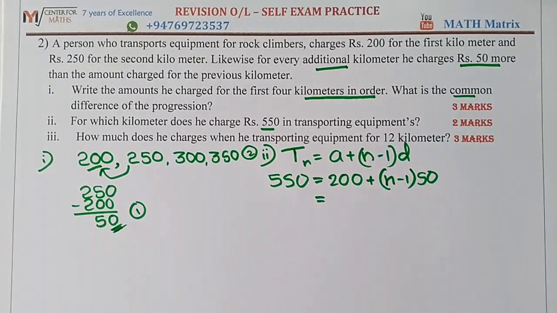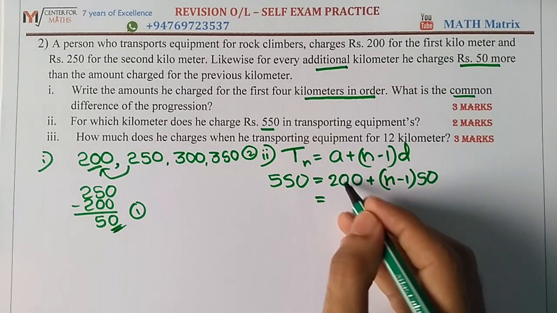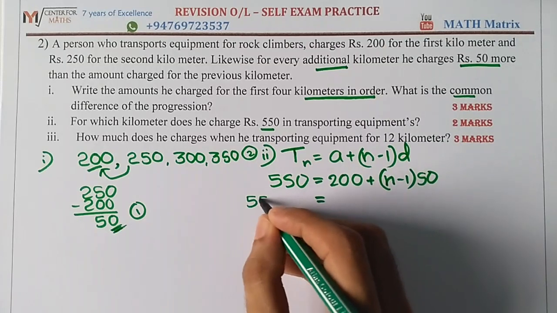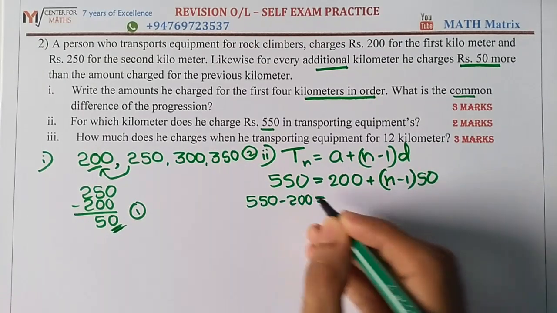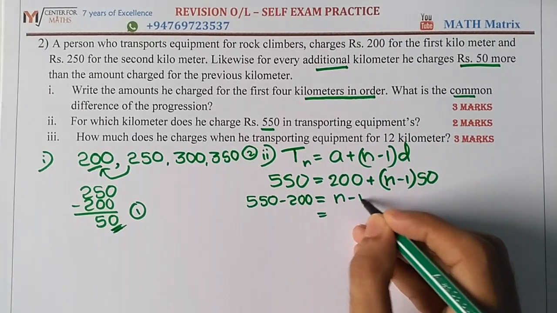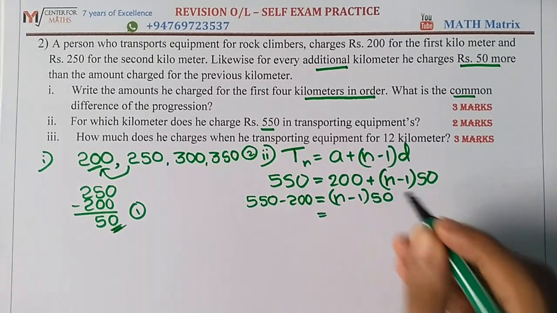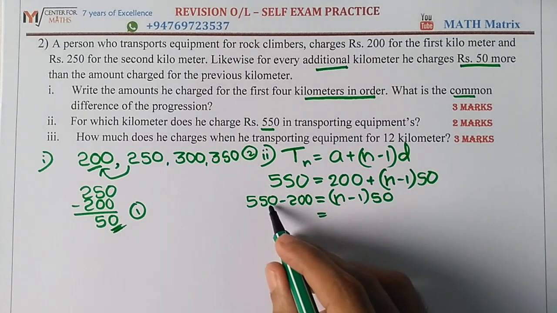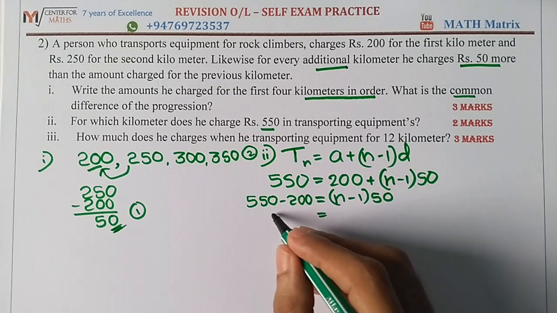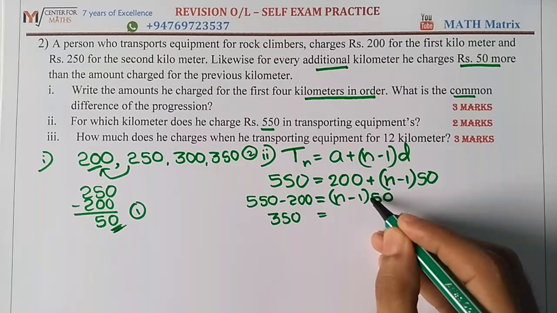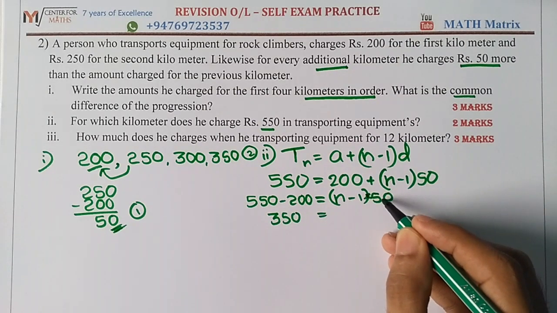Now can we make n the subject or not? Yes, that's easy for us. What we have to do now is subject this. 200, if we take that to the right side, there will be minus: 550 minus 200, and (n minus 1) within bracket into 50. 550 minus 200, the difference is 350. Now into 50, bracket 50 means into 50.